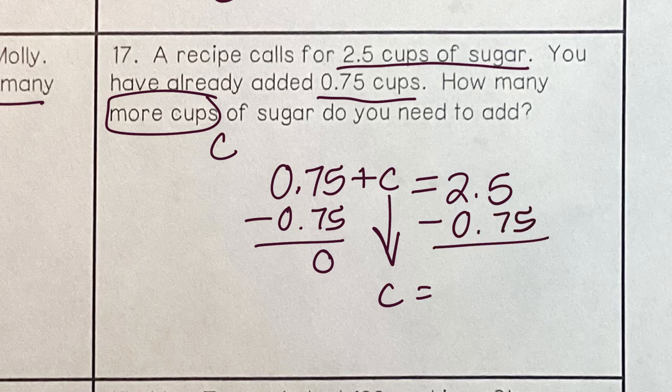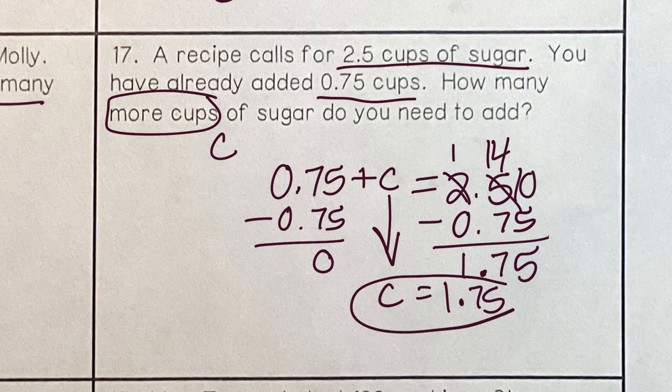And I'm going to line up my decimals because I'm subtracting decimals, and add a 0 there. I know I cannot subtract 5 from 0, so I'm going to have to borrow. And I also cannot subtract 7 from 4, so I'm going to borrow from my 1 over here. 14 minus 7 is in fact 7. I'm going to bring my decimal down. And 1 minus 0 is 1. So the additional cups of sugar that I would have to add to my recipe would be 1.75.